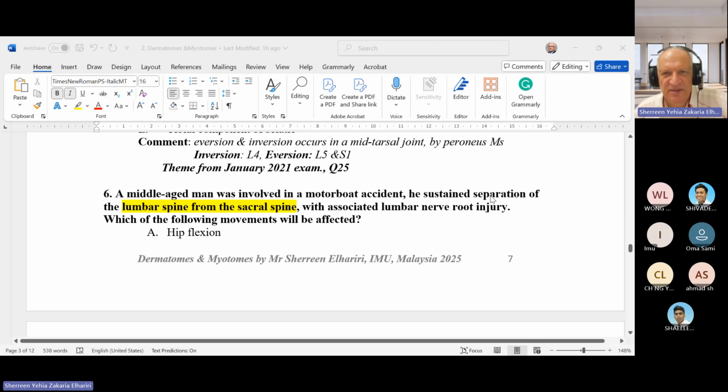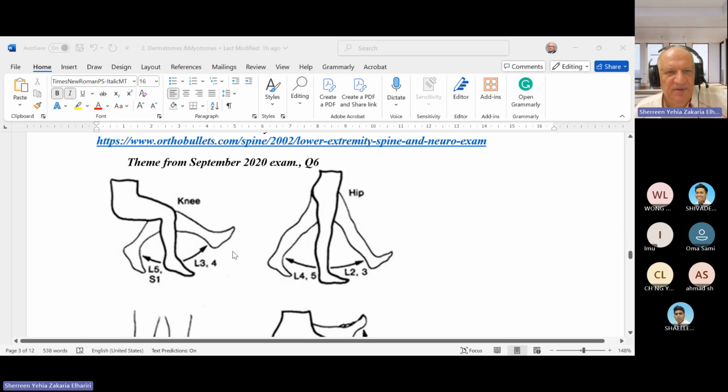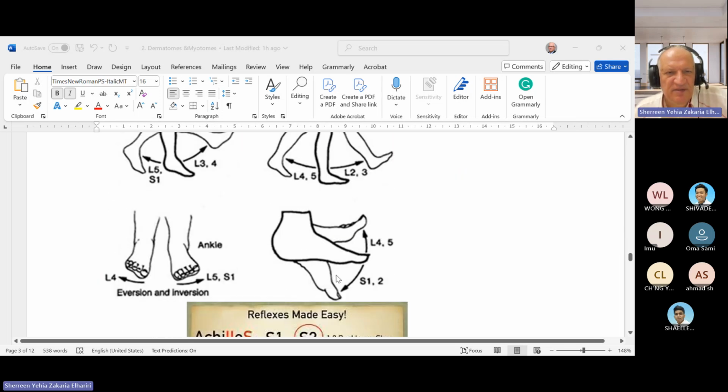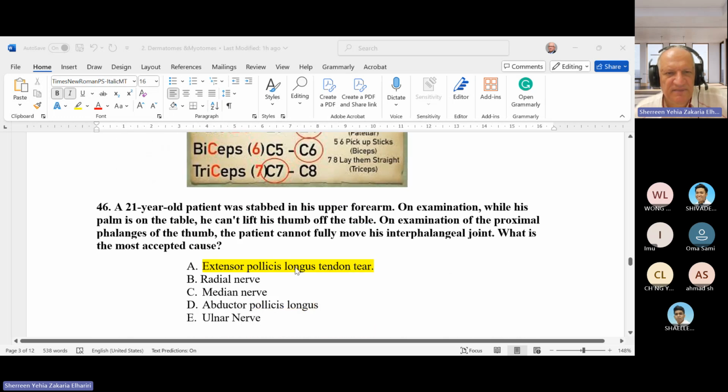I think the questions must be more accurate. You said it is the separation, because usually the nerve roots go down below, so I think he means S1. So again, this is a movement of the knee, and this is a movement for the foot and mid-tarsal joint. Of course, reflexes and all this is very important.